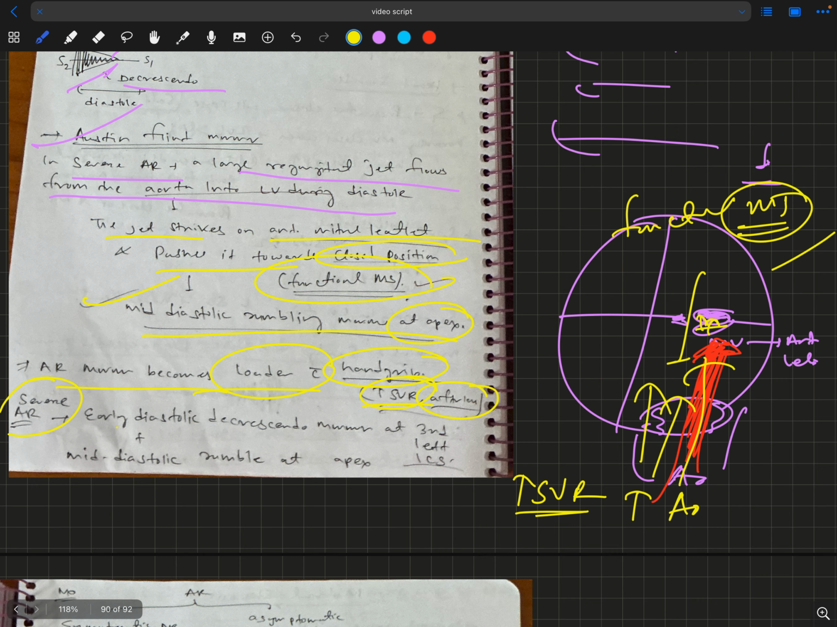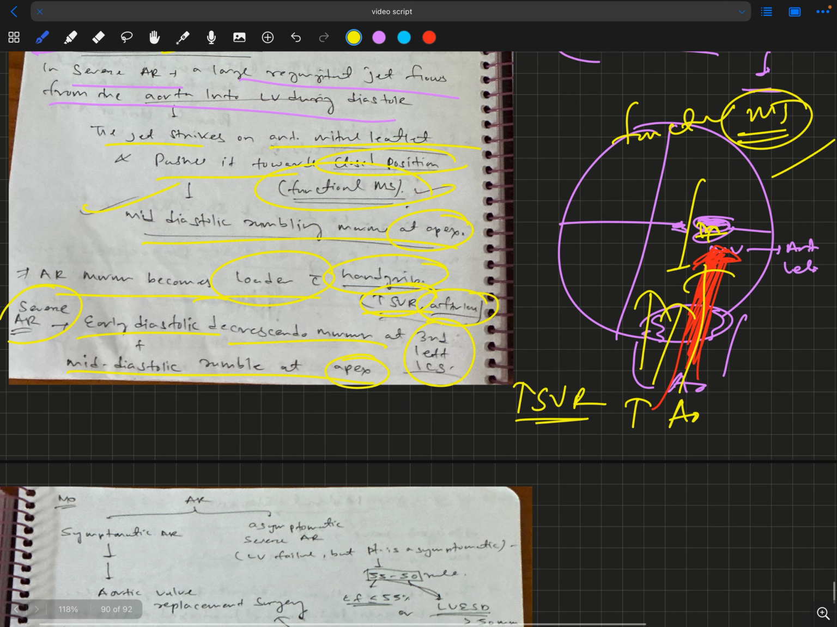In case of severe AR, what murmurs will we see? In severe AR, Austin-Flint murmur will be heard along with an early diastolic decrescendo murmur at the third left intercostal space, that is the neo-aortic area. In the neo-aortic area we will hear the early diastolic decrescendo murmur, and at the apex we will hear the Austin-Flint murmur, that is the mid diastolic rumble.